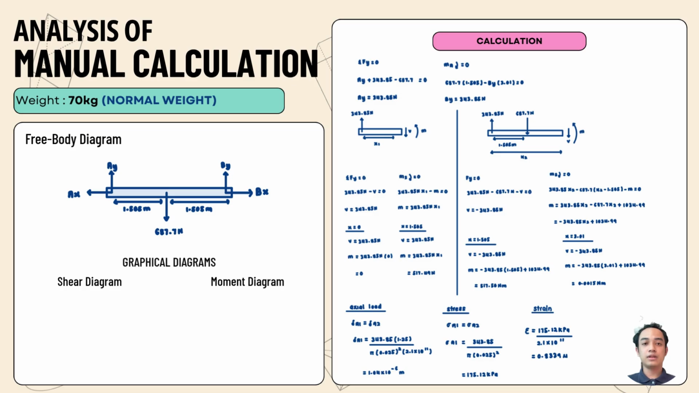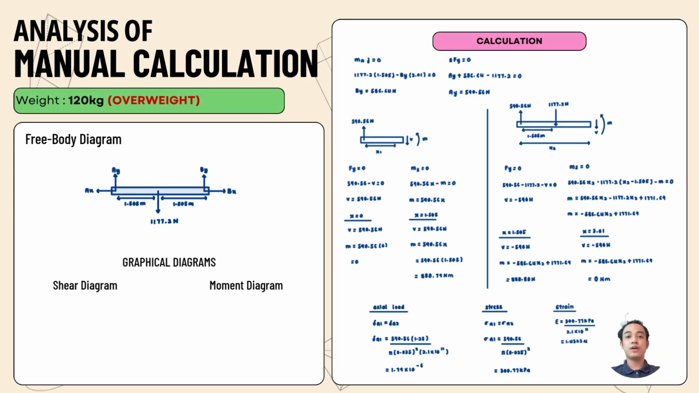And we need to calculate the displacement by using axial load, which the formula is PL over AE. And then we got 1.04 times 10 power of negative 6. And the last one is for stress. The formula is P over A, and we got 175.12 kilopascal.